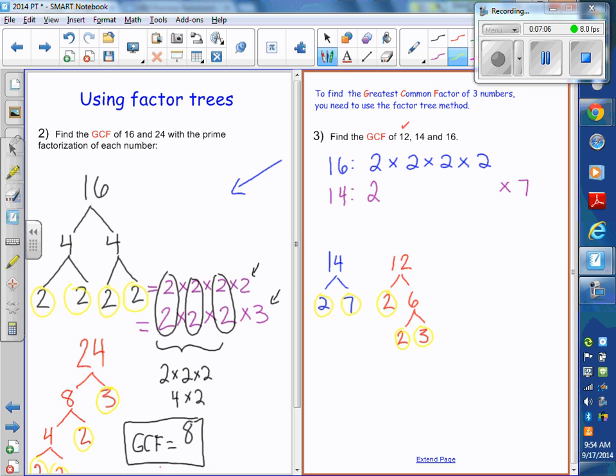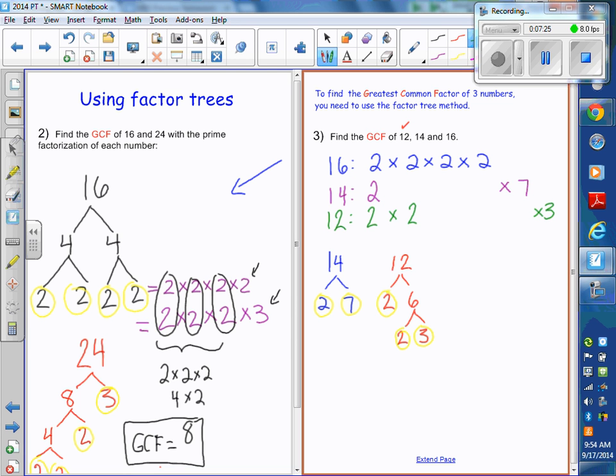So the prime factorization of 12 is 2. Since I have a common 2, I line it up. Times 2, but there's no 3. I just put it over here.